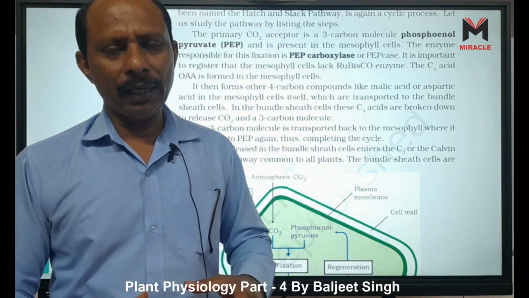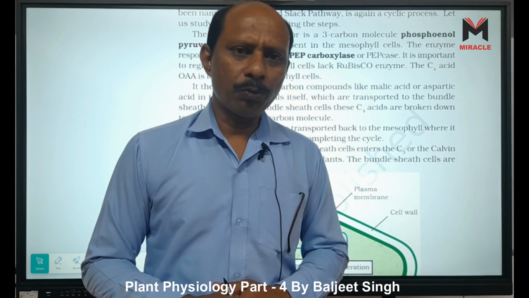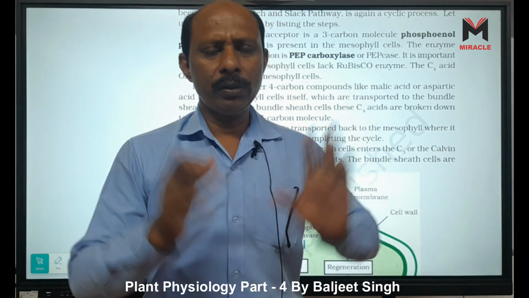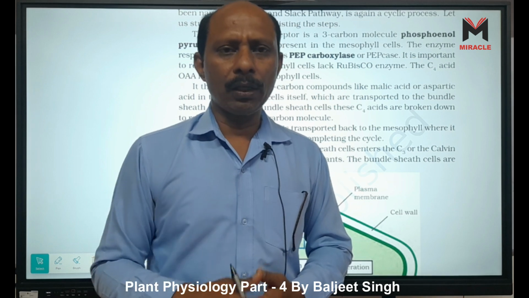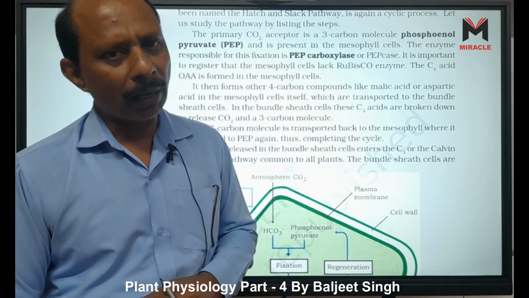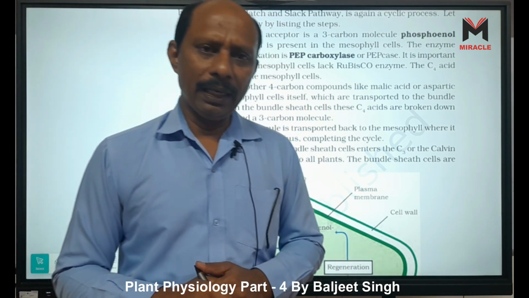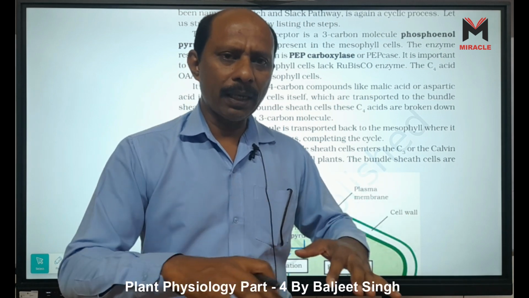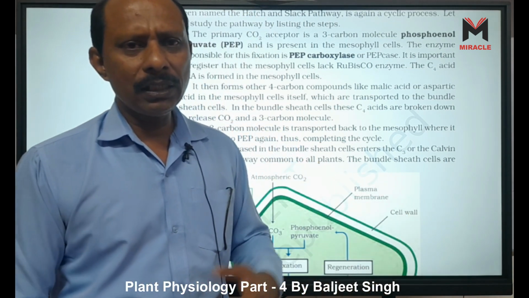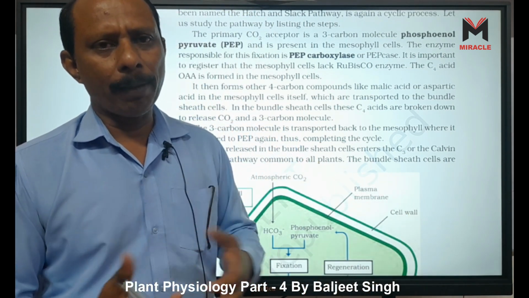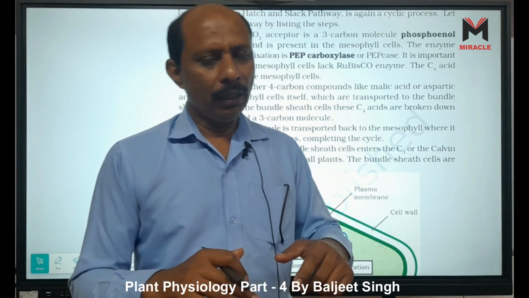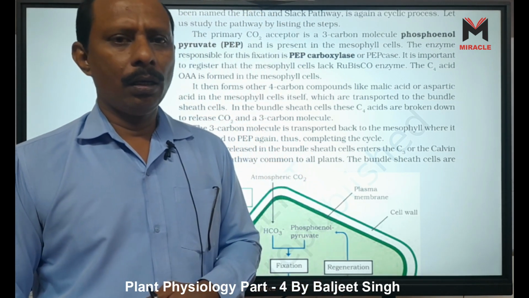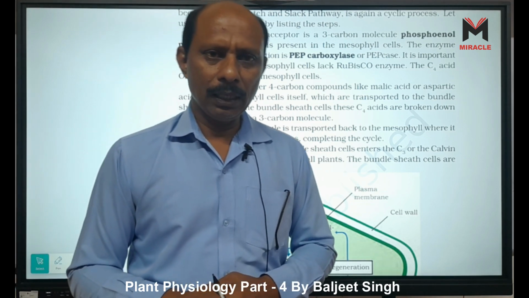This HCO3 minus binds with phosphoenol pyruvate and forms the first molecule, that is oxaloacetic acid. Now this oxaloacetic acid, which is a 4-carbon molecule, is converted into aspartic acid or malic acid. This aspartic acid or malic acid is transported through plasmodesmata into the bundle sheath cells, right?